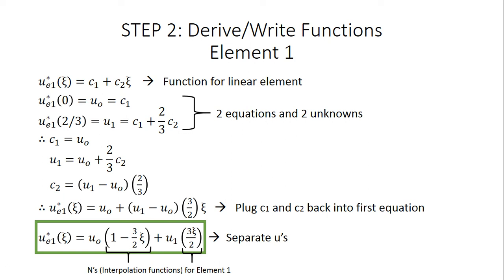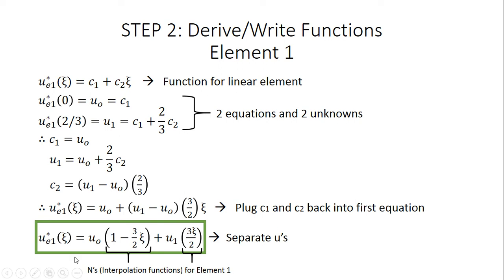So if you solve for c1 and c2, you'll get that c1 equals u0, c2 equals u1 minus u0 times 2/3. You'll then plug that back into the very first equation, and you get this equation down here. And then what we need to do is separate out the u's, and once we do this, we will end up with our interpolation function.